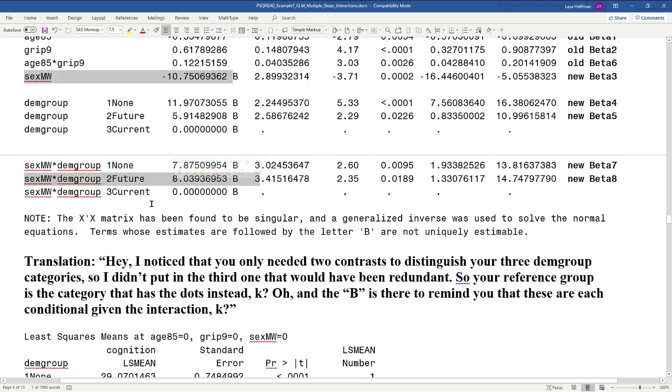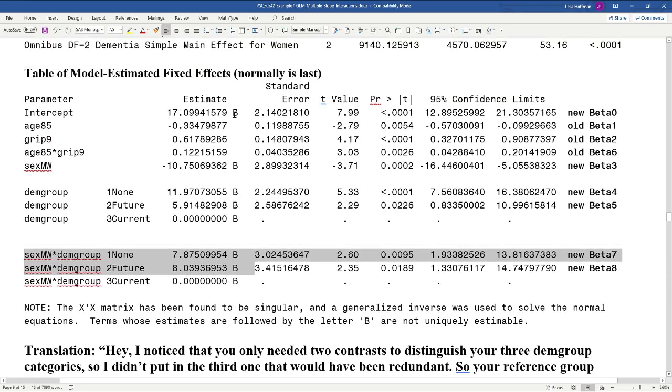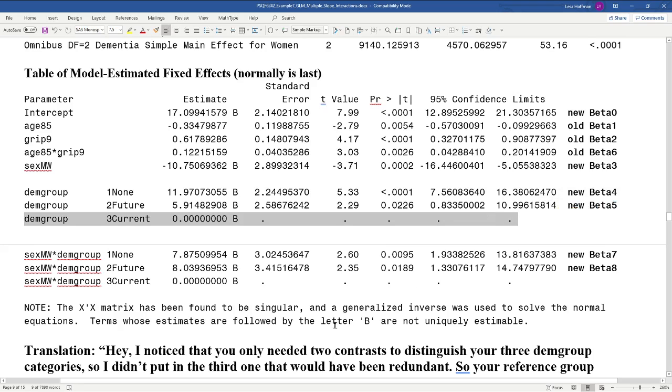So now what we don't have is none versus future. The difference between these two would have to be a linear combination. And you've noticed that there's some extra stuff in here. The group that is the reference is denoted explicitly as such, as the group that is zeroed out here.